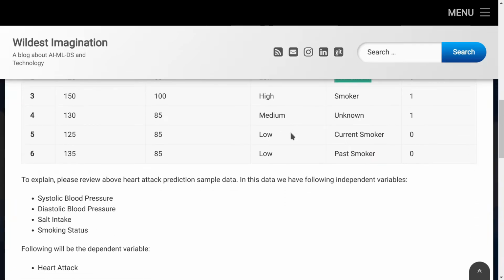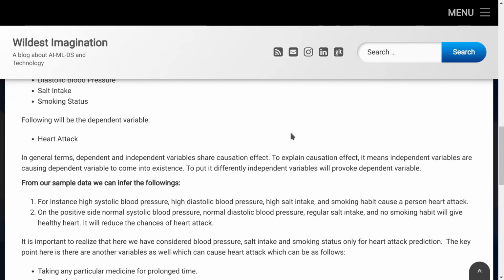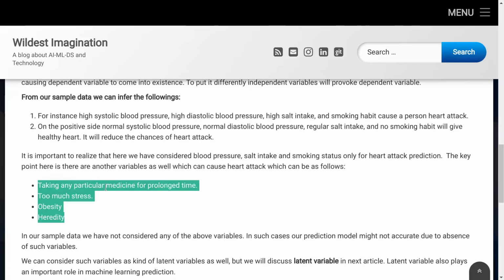The last thing that I would like to mention here is there might be other variables as well which can cause a heart attack, such as taking any other medicine for a prolonged time, too much stress, obesity, heredity. In our sample data, we have not considered any of these variables. In such cases, our prediction model might not be accurate enough due to the absence of such variables. We can consider such variables as kind of latent variables as well. We will discuss latent variables in coming sessions. Latent variables also play an important role in machine learning prediction.